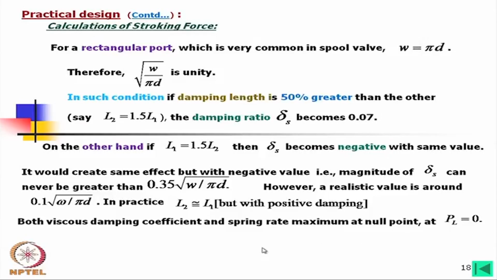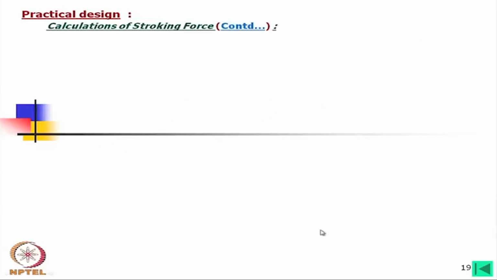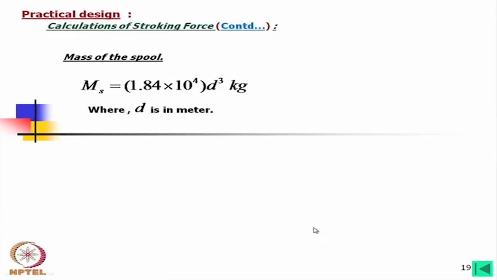Both the viscous damping coefficient and the spring rate are maximum at the null point, at P L equal to 0. So, with this value we can have K F 0 equal to 0.43 W into P S, that is the coefficient at the null point. So, if we would like to calculate a stroking force, then again the mass of this spool can be taken like this, if you know this diameter. We have taken these relations.